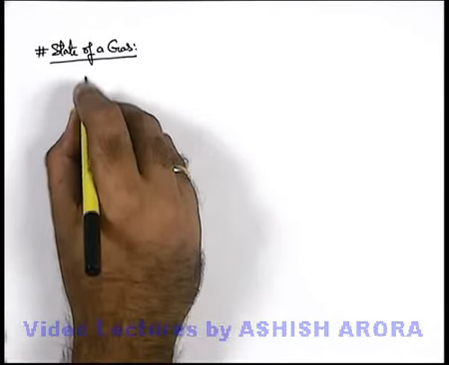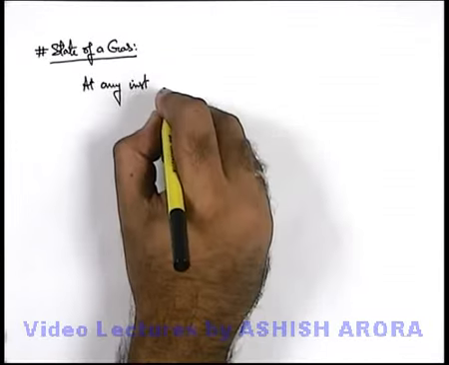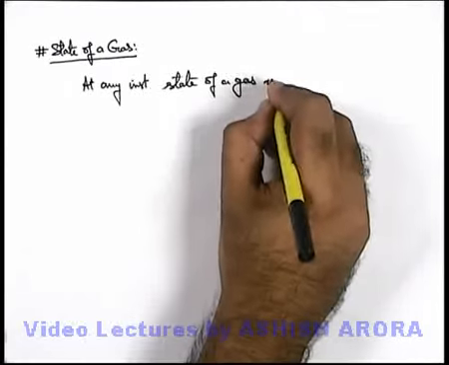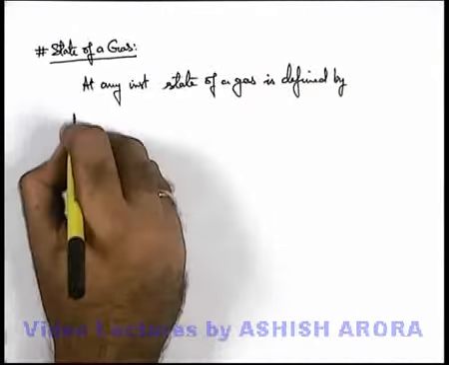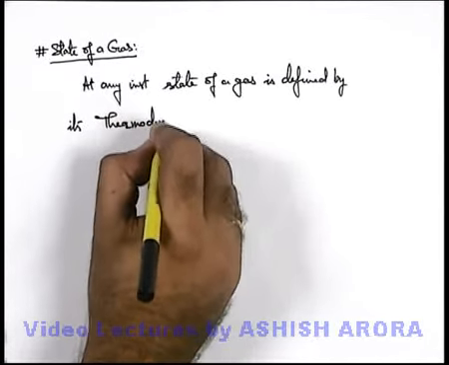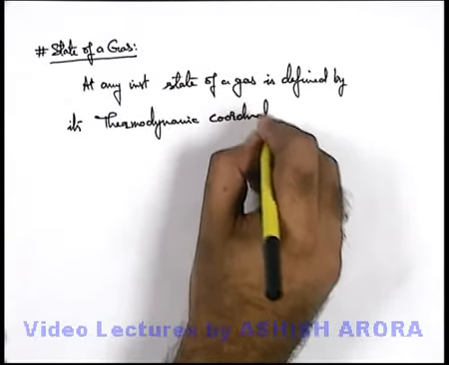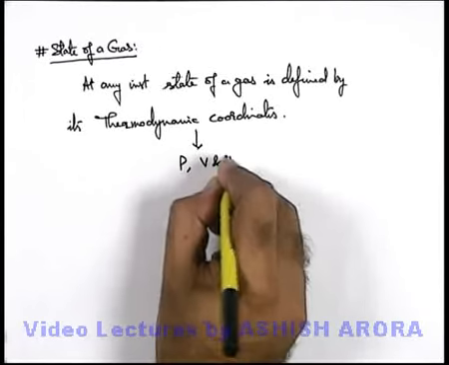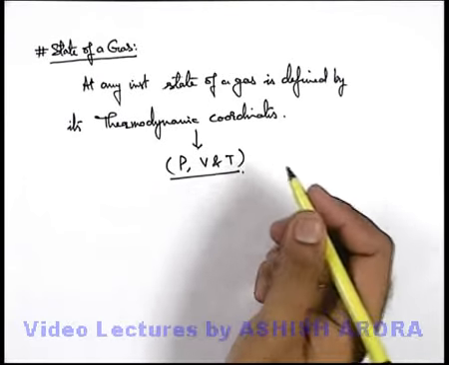We can state at any instant, the state of a gas is defined by its thermodynamic coordinates. Thermodynamic coordinates are basically pressure, volume and temperature. These are the thermodynamic coordinates of any gaseous system.